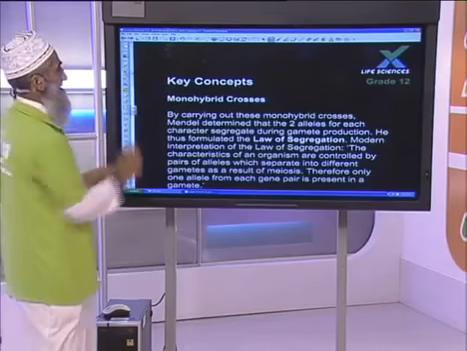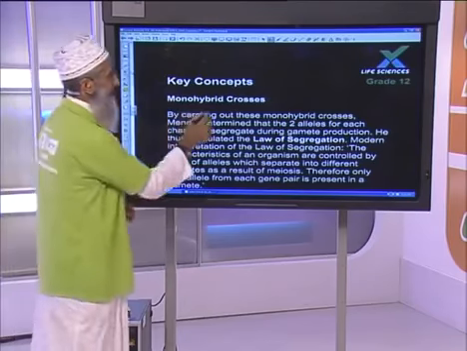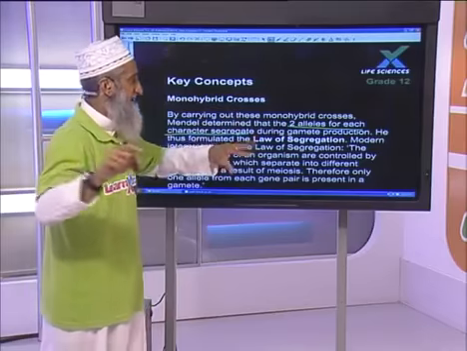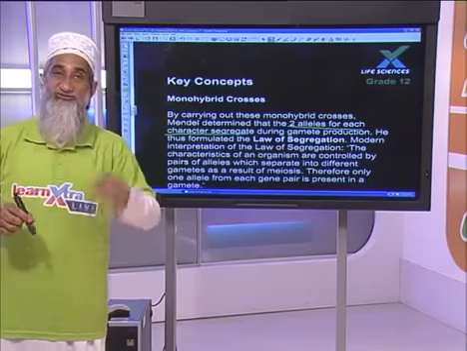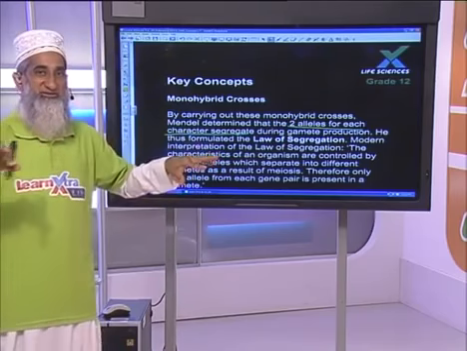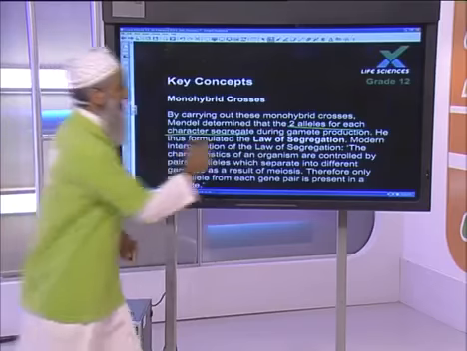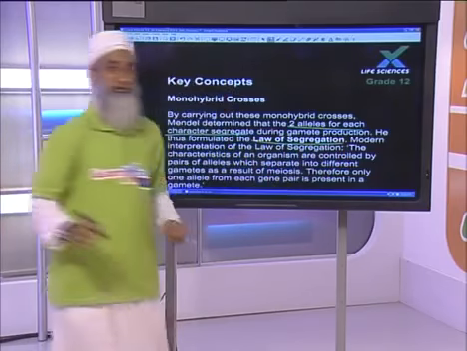All right, we move on. By carrying out these experiments with the plants, Mendel determined that two alleles for each character segregate during gamete formation. He didn't know that this was meiosis that caused this. In anaphase, when they separated, they moved apart. And this is called the law of segregation.